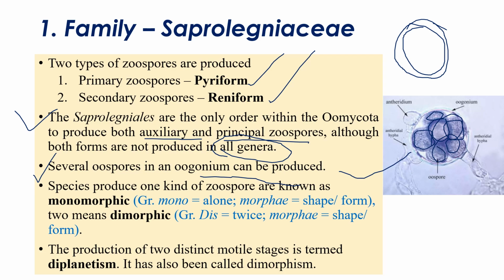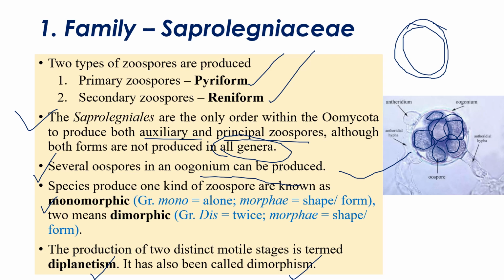A species that produces one kind of zoospore is known as monoplanetic. Mono means single, morphic means shape or form. Dimorphic means two forms or two different kinds of zoospores. So different motile stages are present. It is called dimorphism, also called diplanetism. I repeat once again, in Saprolegnia, two kinds of zoospores are produced. That is one of the special features of the Saprolegniales.